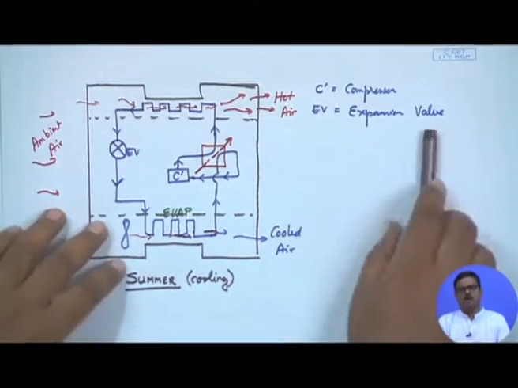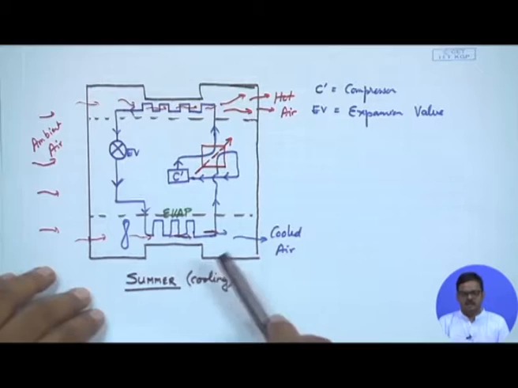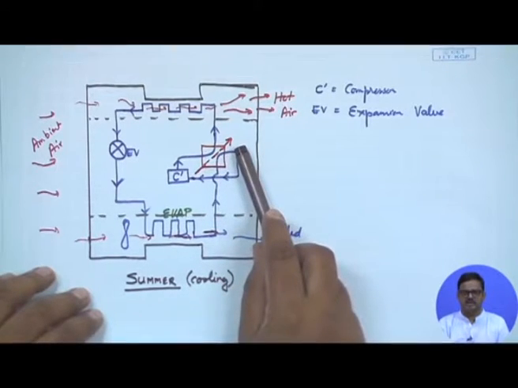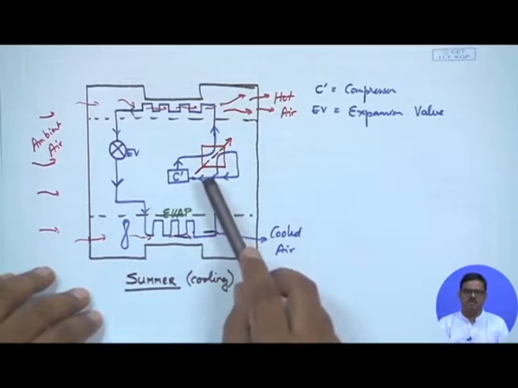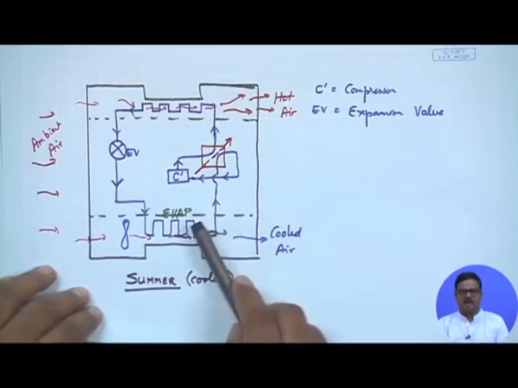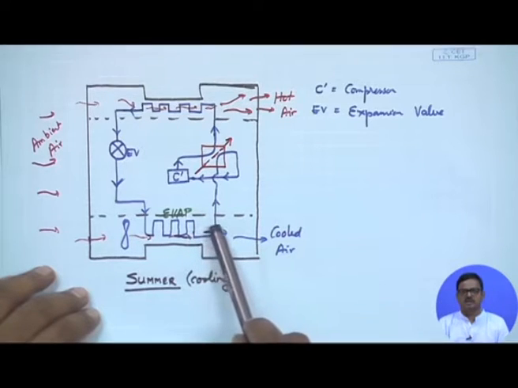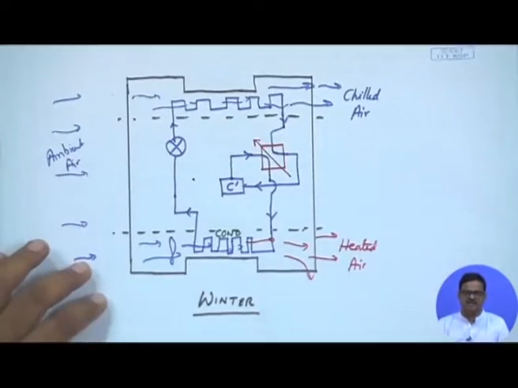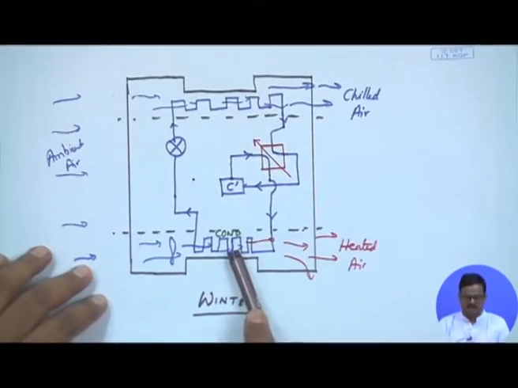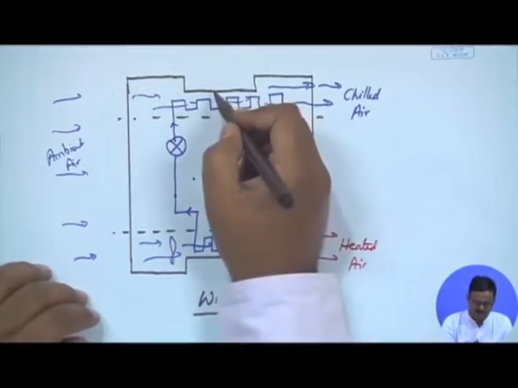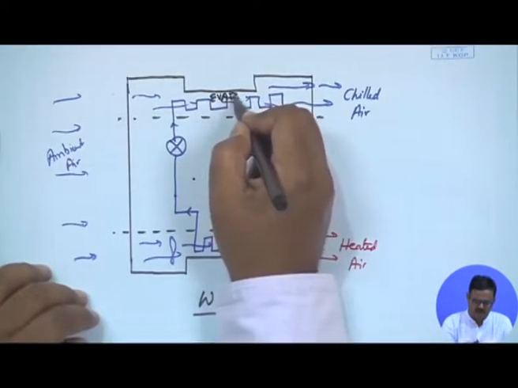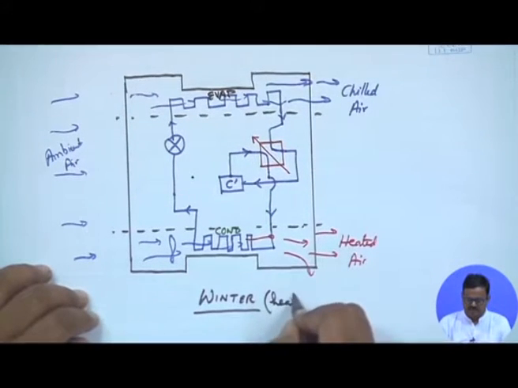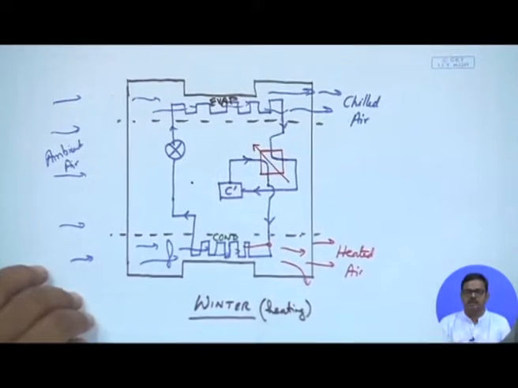Now in winter, this 4-way switch turns the other way. The flow loop is reversed, and what goes into the compressor is the refrigerant that is coming out of this heat exchanger. So the evaporator and condenser switch. The heat exchanger inside the room becomes the condenser, and the heat exchanger outside becomes the evaporator. So what do we get here?